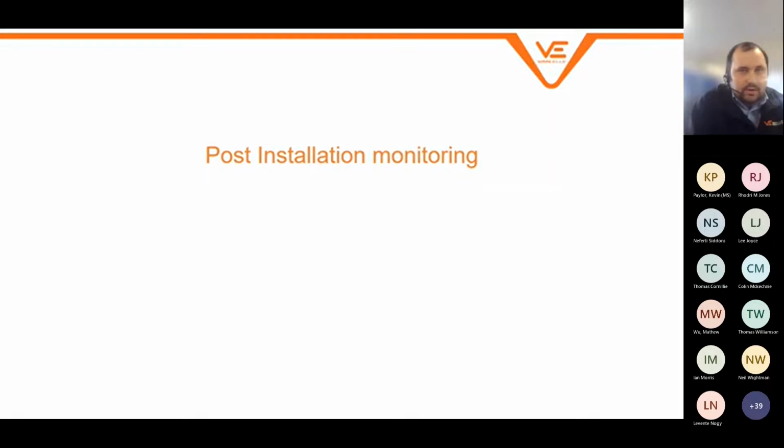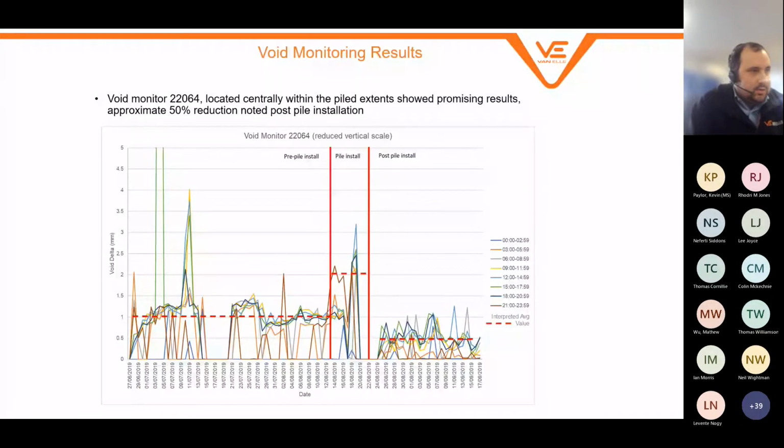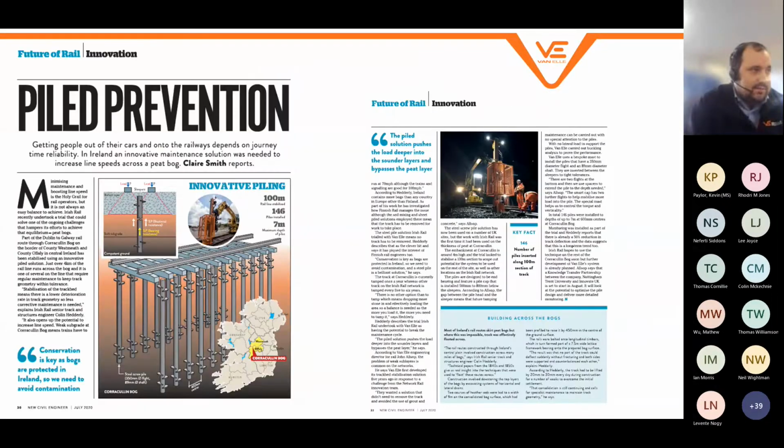So post-installation monitoring. So using the void meters, we found that if you look on the data, there's 2 vertical red lines. So pre-pile installation to the left, while we were doing the pile install through the center, so there's some disturbance to the void monitors, and then post-pile installation afterward. So on this particular site, we saw an immediate 50%-ish reduction in track deflection using that void metering data. And for those that are interested, there's actually a write-up in the July 2020 edition of New Civil Engineer.